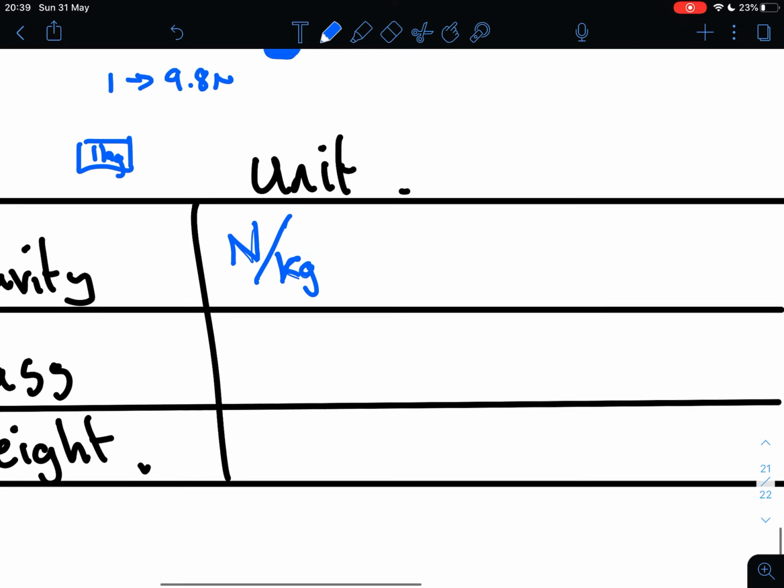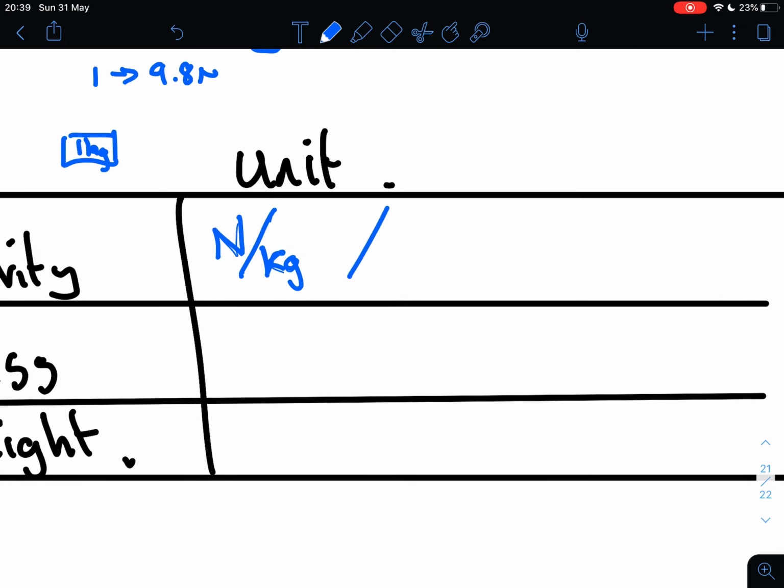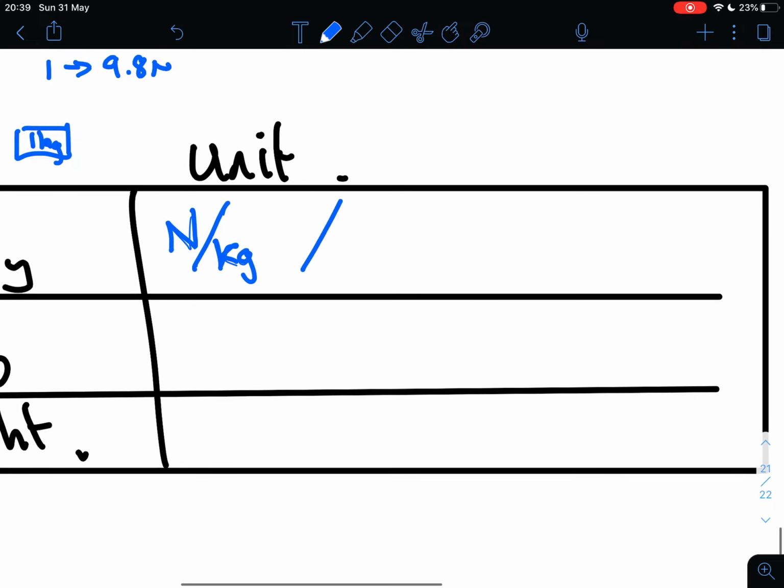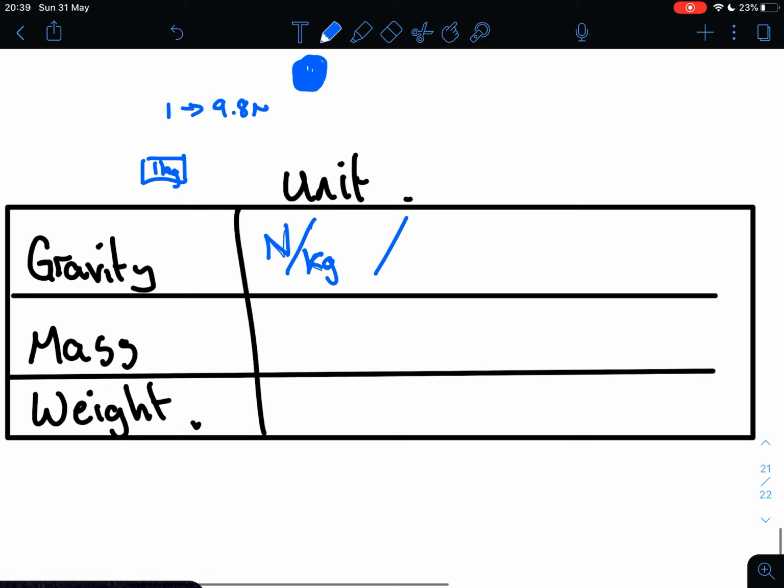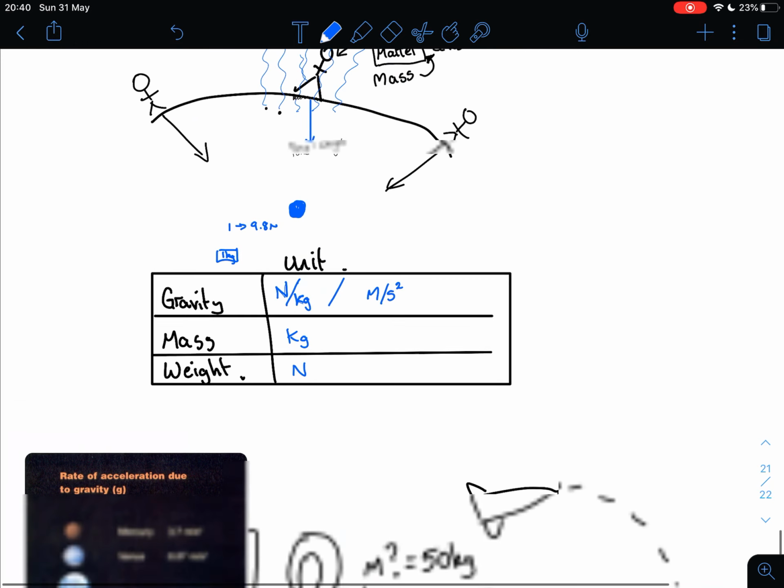There is another unit for it though. Gravity makes things fall. And in lesson 2, when we did acceleration, we saw in the equation v squared minus u squared equals 2as that if you were dropping things, then gravity is the acceleration. So you can also write it as metres per second squared. Mass is kilograms. Weight is a force, so it's in newtons.